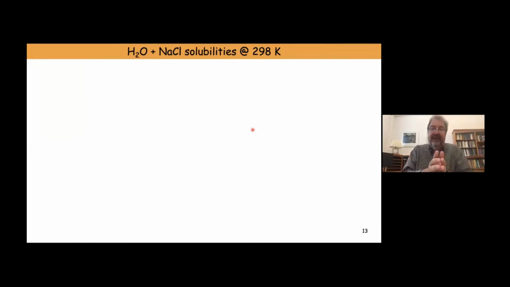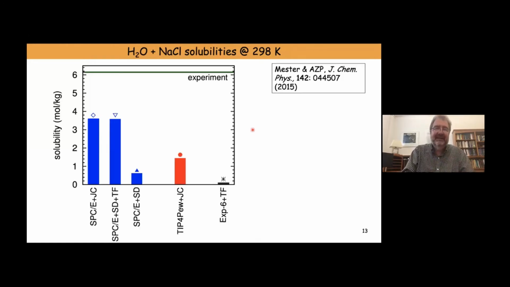The other property I promised to study, the solubility, also shows systematic deviations from experimental data. And this is a typical case, at room temperature, sodium chloride, 298. This is the experimentally measured solubility in molar units. And these are the results of the same set of models I was showing earlier in the previous slide for the activity coefficients. So some model combinations predict almost a factor of 60% or 70% lower solubility.